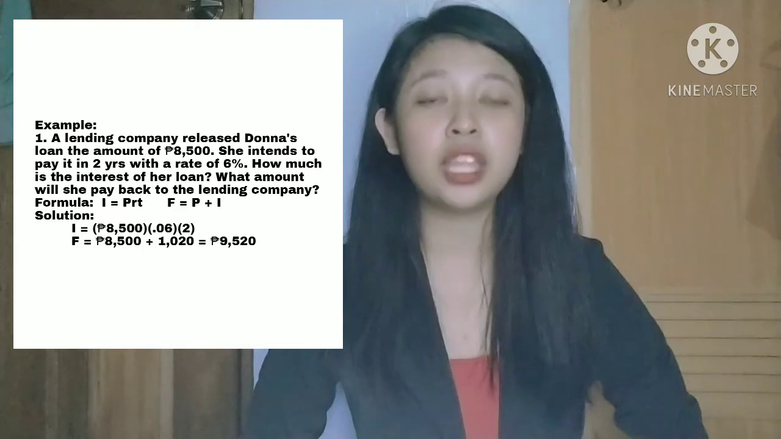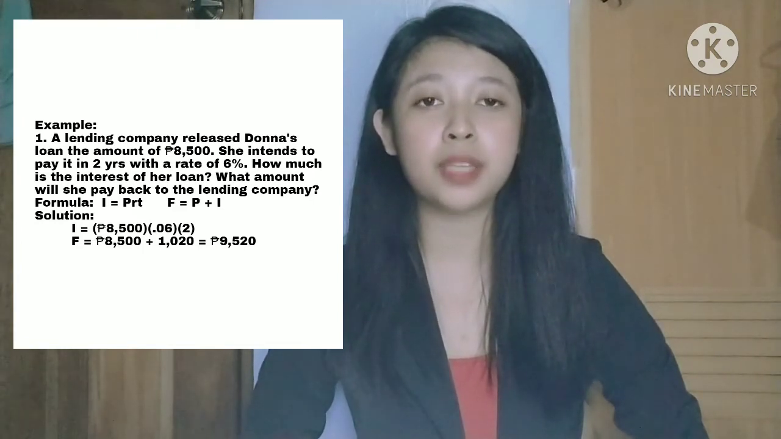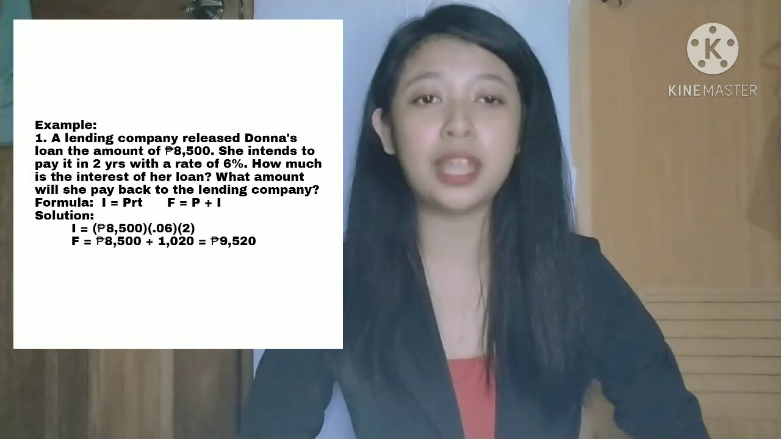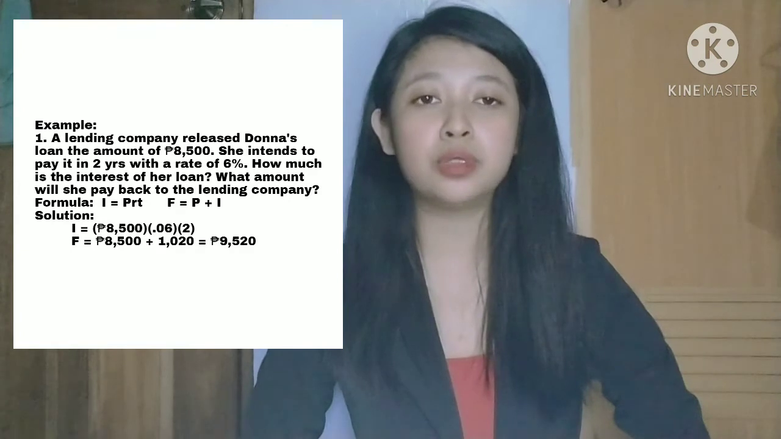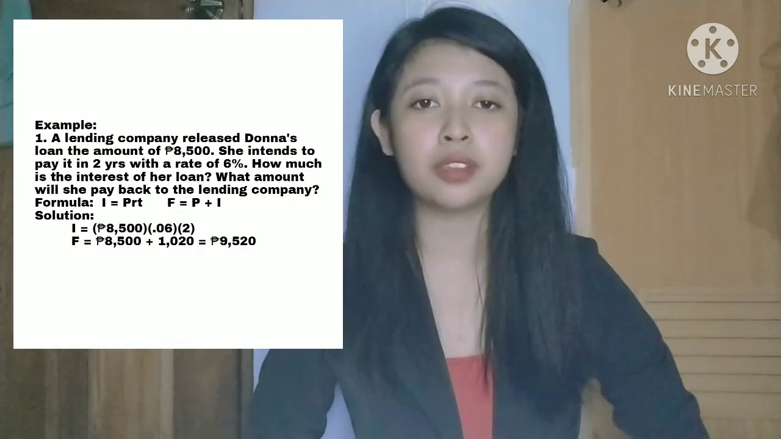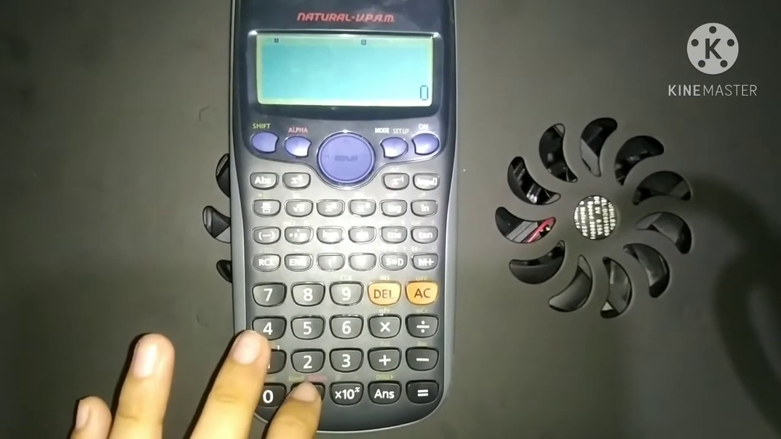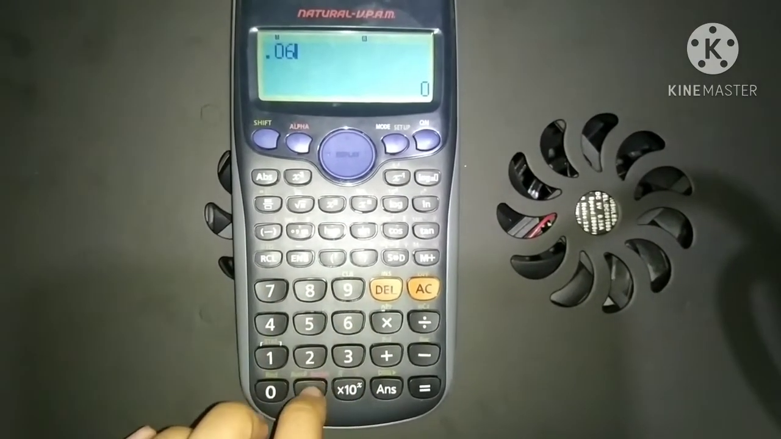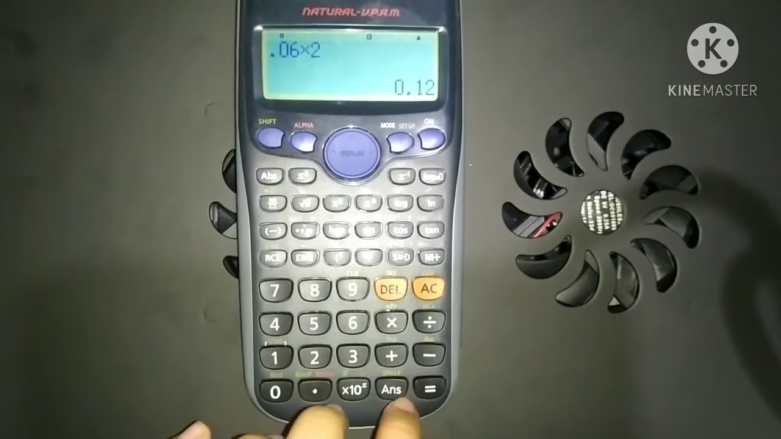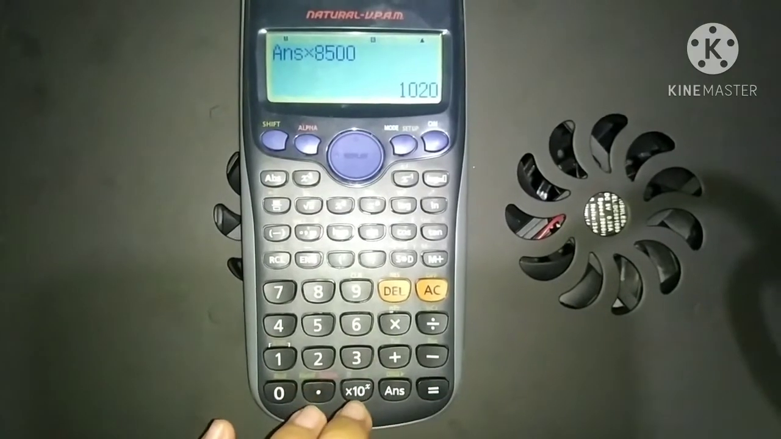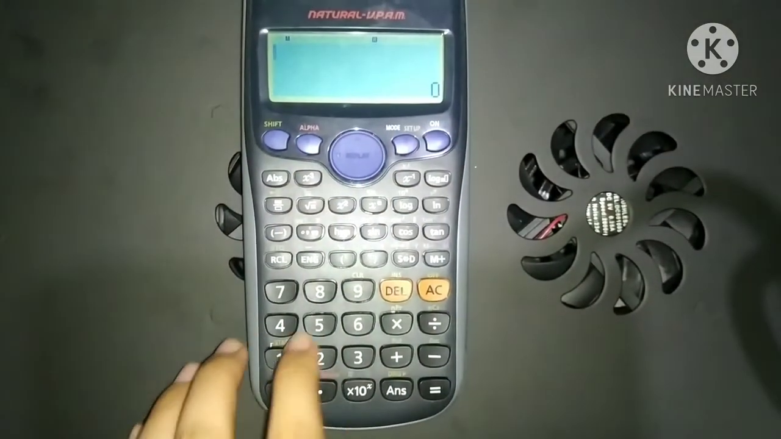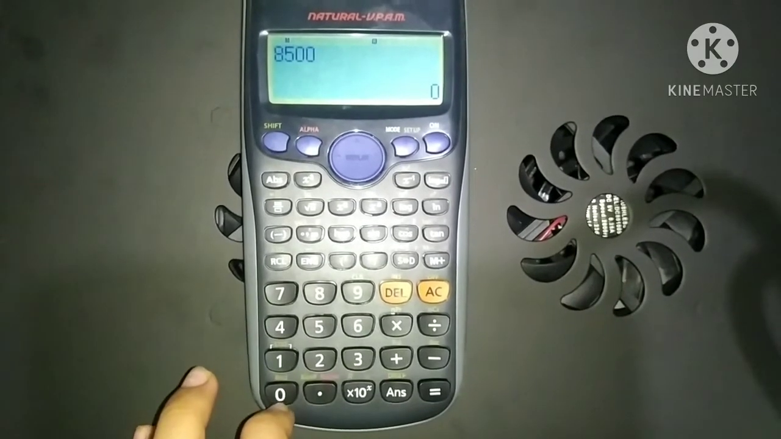And for the solution, I = 8,500 pesos times 0.06 times 2 = 1,020 pesos. F = 8,500 pesos plus 1,020 pesos = 9,520 pesos. If you have a calculator beside you, take it and do this with me. 0.06 times 2 times 8,500. Then 8,500 plus 1,020.